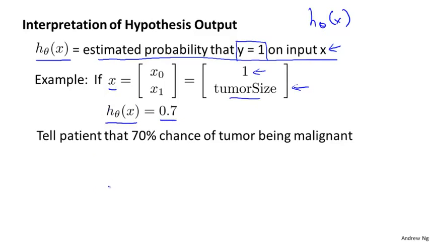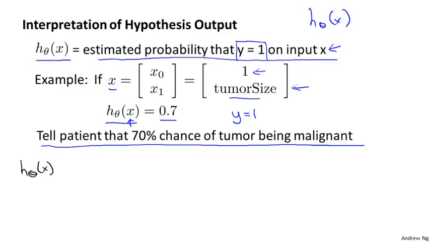I'm going to interpret my hypothesis as follows. I'm going to say that this hypothesis is telling me that for a patient with features x, the probability that y equals 1 is 0.7. In other words, I'm going to tell my patient that their tumor, sadly, has a 70% chance or a 0.7 chance of being malignant. To write this out slightly more formally, or in math, I'm going to interpret my hypothesis output as p of y equals 1 given x parameterized by theta.